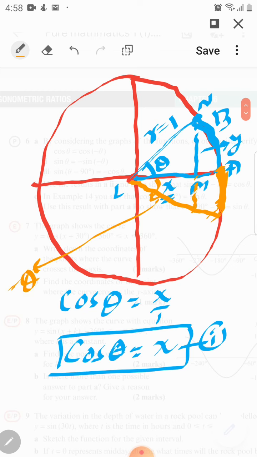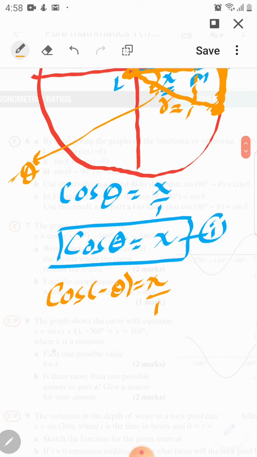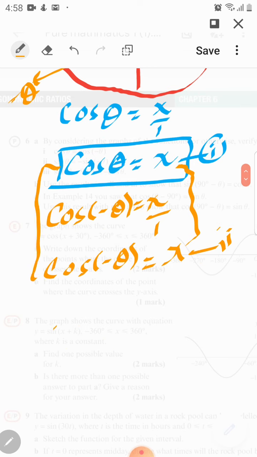If you draw the perpendicular, the x distance is common in both triangles, and this is the radius from the center to any point on the circle, which is 1. So here with respect to minus theta, adjacent is x and hypotenuse is 1. So cos of minus theta, x over 1, is also x. So both the values are equal to x. It means that both functions are equal. Cos of theta is equal to cos of minus theta.